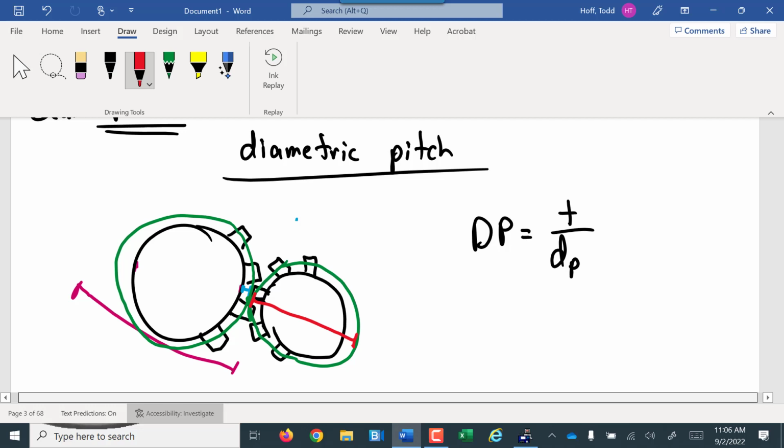So if we have a gear that has a pitch diameter of 4 inches and has 28 teeth, the diametric pitch is 28 divided by 4, or 7 teeth per inch of diameter. And like we said before, in order for two gears to mesh, they have to have exactly the same pitch.